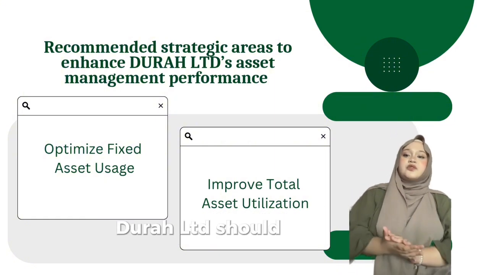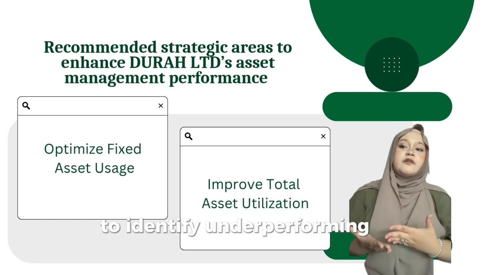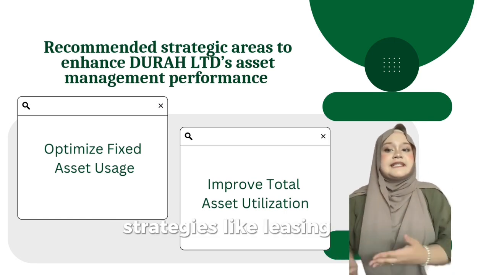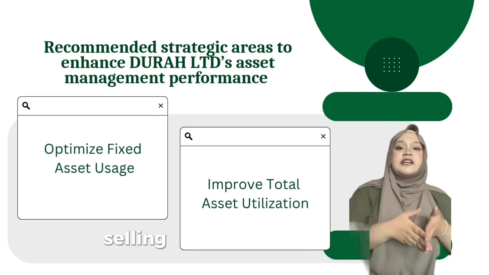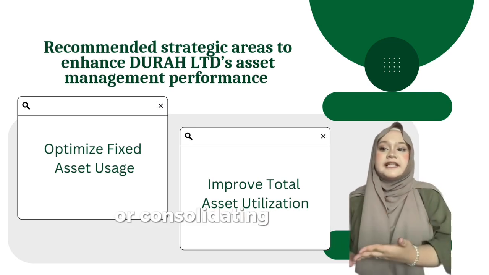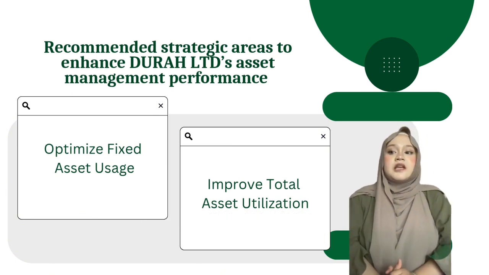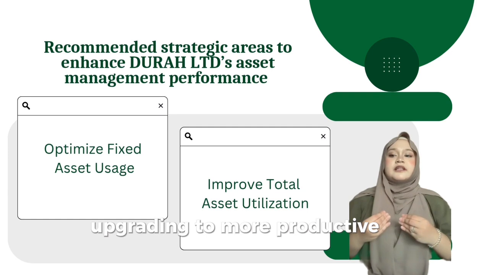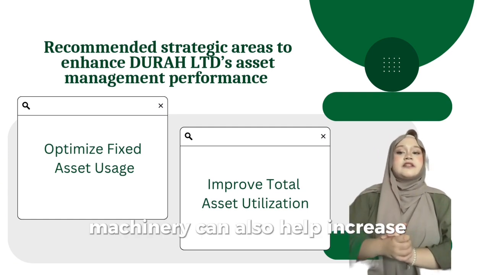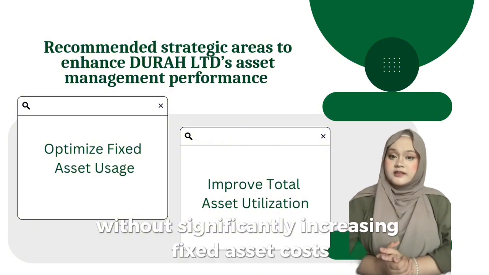Dura Limited should review its existing assets to identify underperforming or underutilized assets. Strategies like leasing idle machinery, selling off obsolete equipment, or consolidating production processes could enhance efficiency. Upgrading to more productive or automated machinery can also help increase output without significantly increasing fixed asset costs.